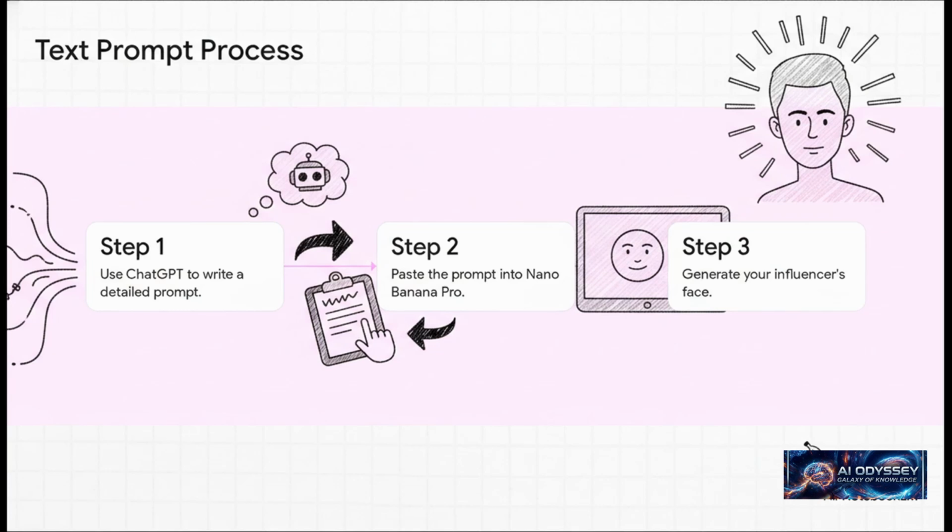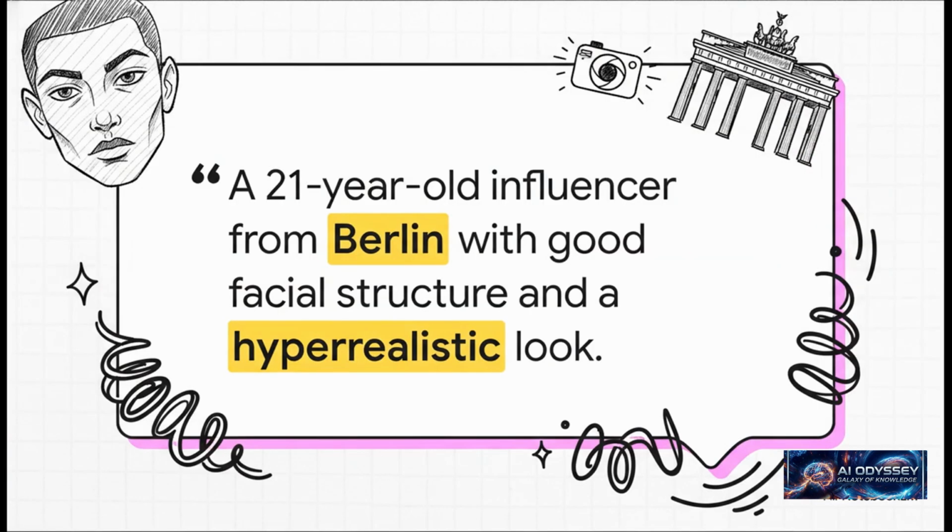If you're not a pro at writing AI prompts, don't even worry about it. You can just ask something like ChatGPT to write a good one for you, you copy it, you paste it into Nano Pro, and you hit go. It's pretty much that simple. For instance, here's a prompt that was used to get started. See how specific it is? Age, where they're from, key features. The more little details you can feed the AI, the better your result is going to be.